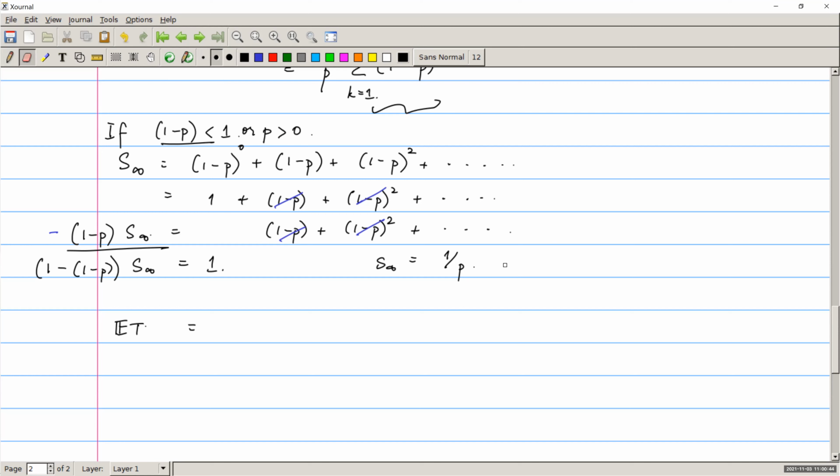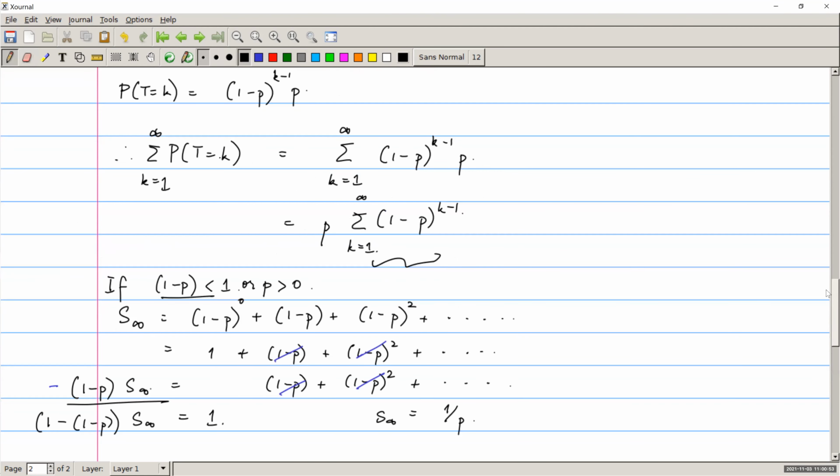Okay, so all of these things, it's better if you tell me what to do. Right, so this is the summation we want to compute. Is this step clear?